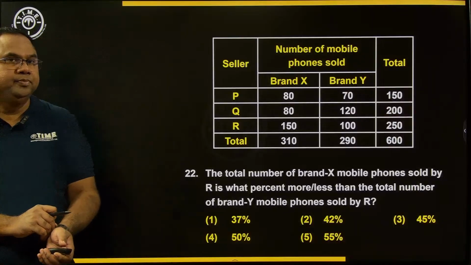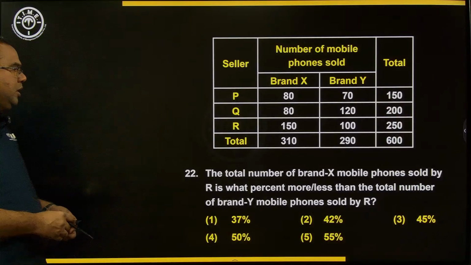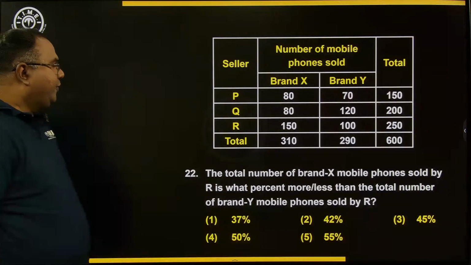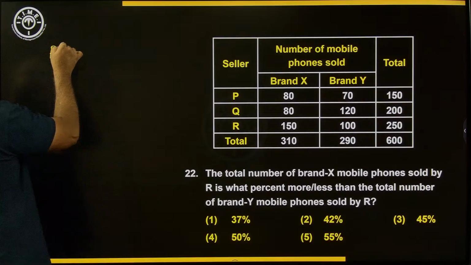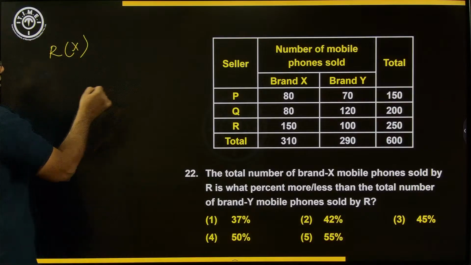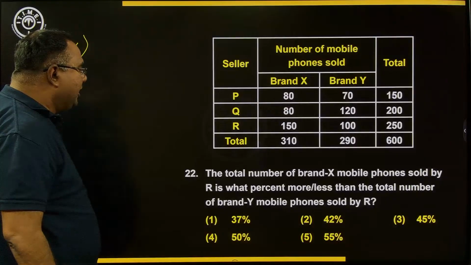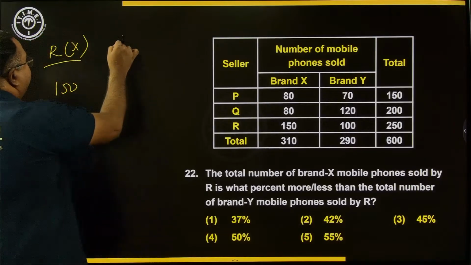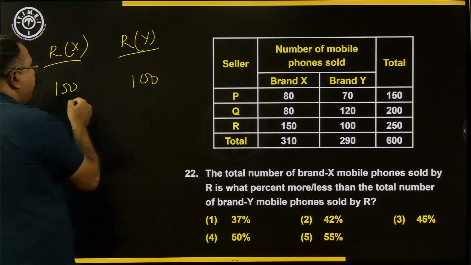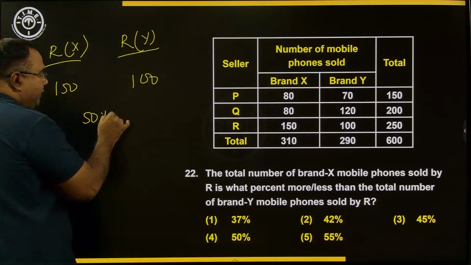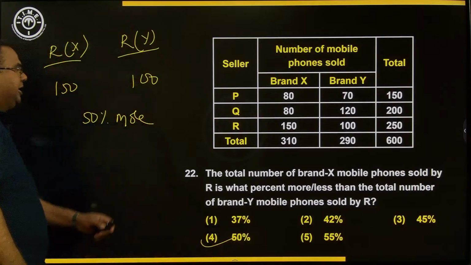Try this question. 22. Total number of brand X mobile phones sold by R. Okay. R brand X is what percentage? Brand X R is 150. What percentage more or less than total number of brand Y sold by R? It is simple. R is 100. This is 100, this is 150. Clearly it is 50% more. No need to calculate.